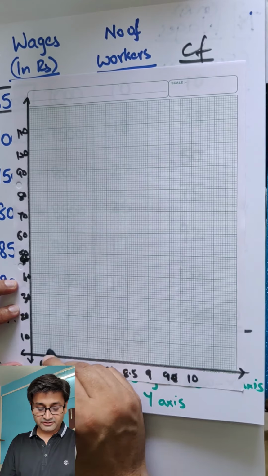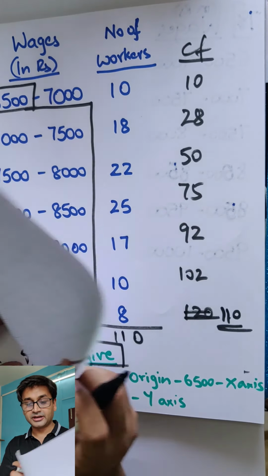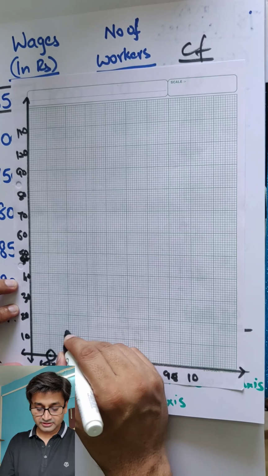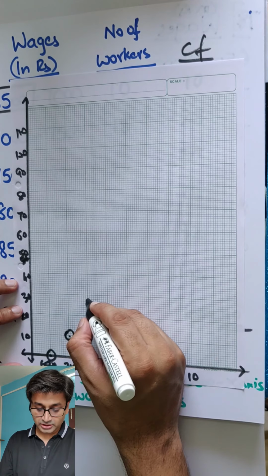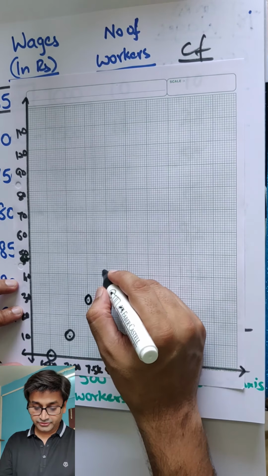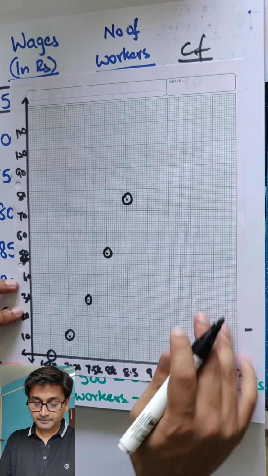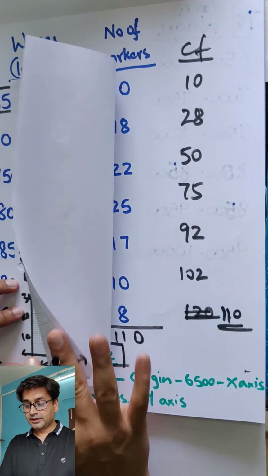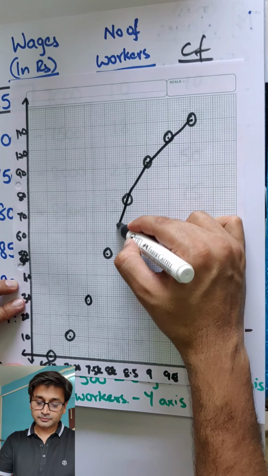So 6500 is 0. The next one is 10, 28. Correct. 7000 is 10. So on 7000, 10. Then 28 on the next one. So 28, 50, 75. So 50, 75, 92, 102. So 92, 102 and 110. Draw the curve.